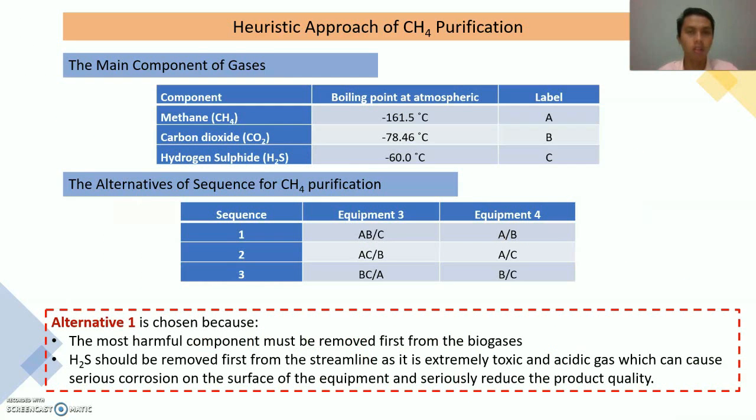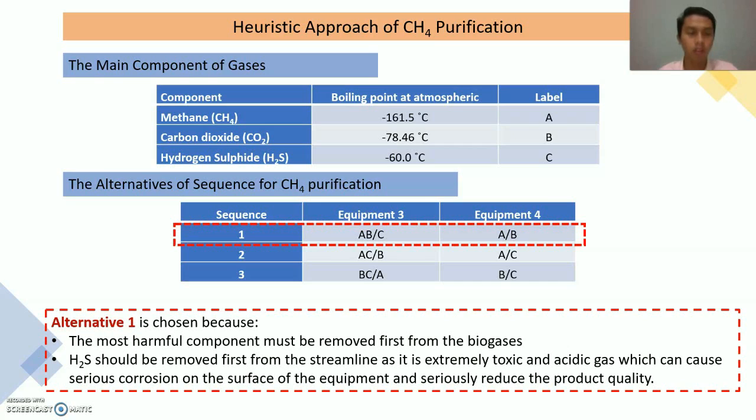Next one is the heuristic approach of CH4 purification. So there are three main components of gases in this process, which are methane, carbon dioxide, and hydrogen sulfide, which is labeled as A, B, and C. And there are three alternatives or sequences for CH4 purification. And our choice of sequence will be sequence 1, where we separate C or H2S first from the methane and carbon dioxide, and then proceed with another separation process where we will separate methane from the carbon dioxide.